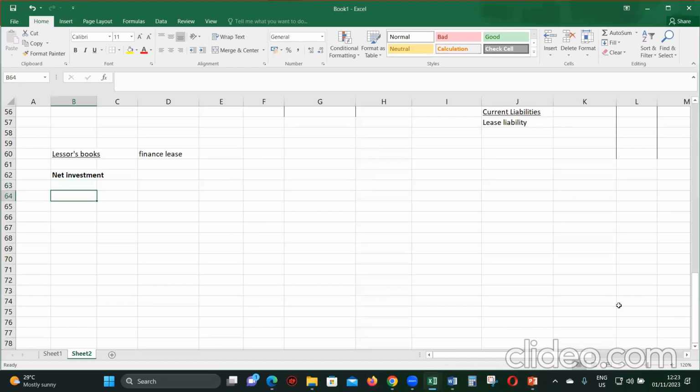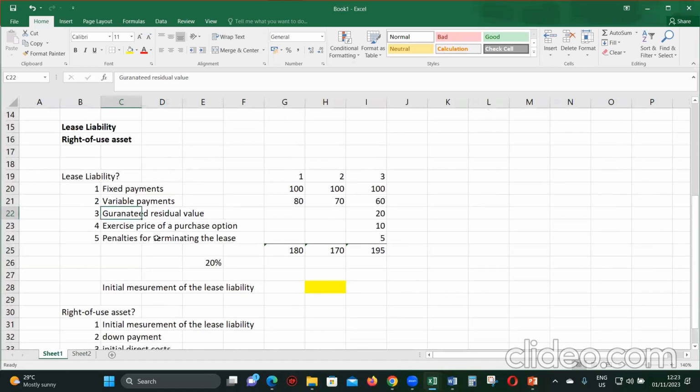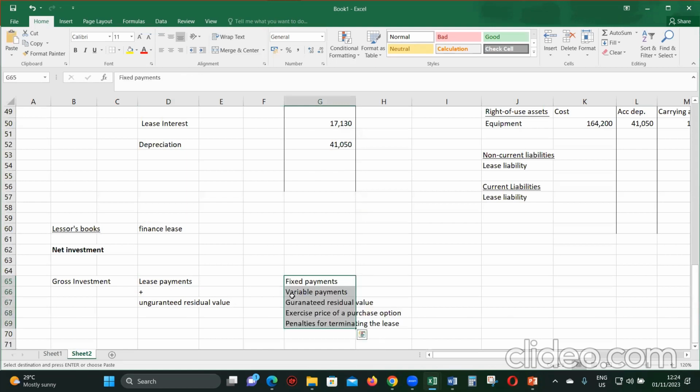If I just simplify this, now before going to net investment, gross investment. Gross investment means lease payments plus what? Lease payments plus unguaranteed residual value. Okay, these are the two components. Now, what is this lease payments? Lease payments means, can you remember, when it comes to lessee's books also, we considered 5 types of payments coming under lease liability. 5. Fixed payments, variable payments, guaranteed residual value, exercise price of a purchase option, and penalties for terminating the lease. These are the 5 types of payments we discussed on lease payments, lease liability. All these payments will be considered under lease payments.